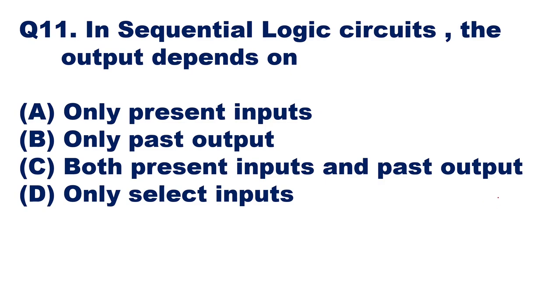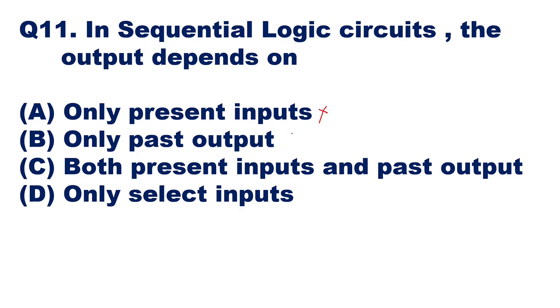Now, when we studied digital electronics, we studied two types of circuits. One was combinational circuit and one was sequential circuit. In a combinational circuit, whatever the combination of input at that present time, that only will give you the output. Whereas in a sequential logic circuit, the present input and a feedback, that is a past output, will give you the present output. So here in sequential logic circuit, the output depends on only present inputs?